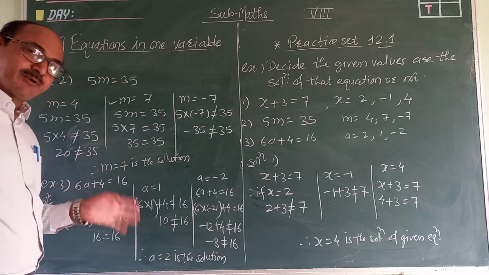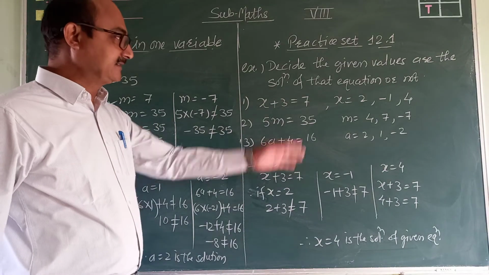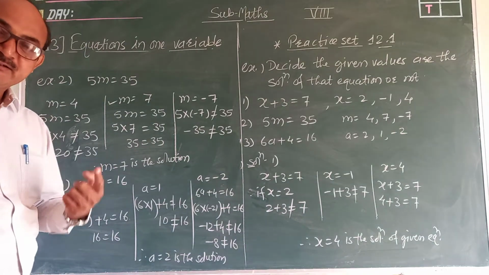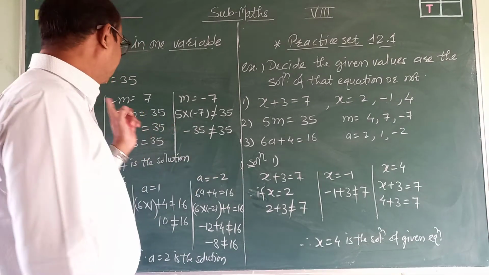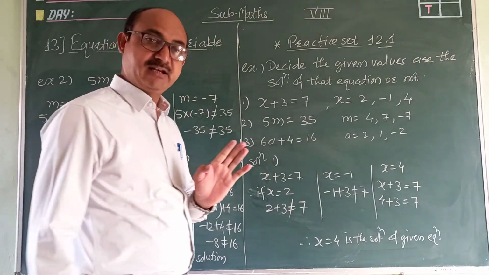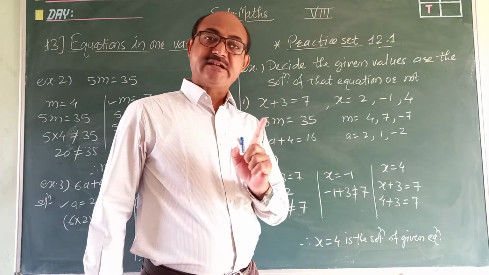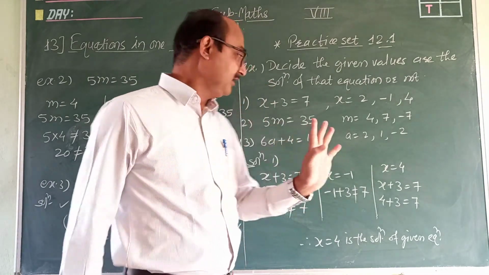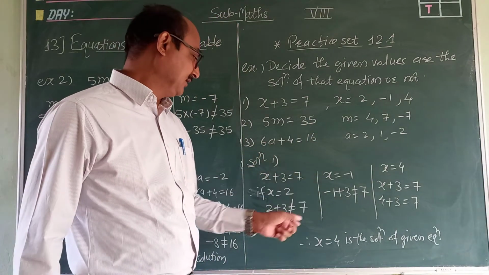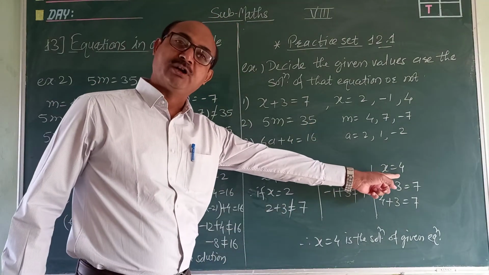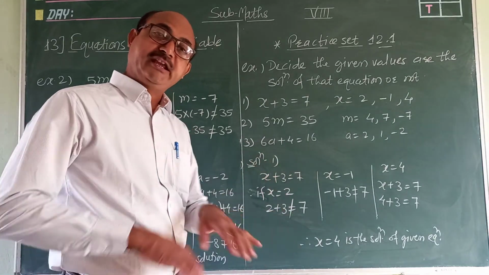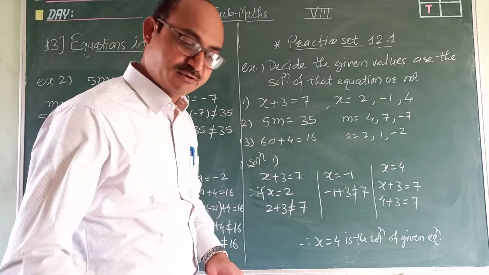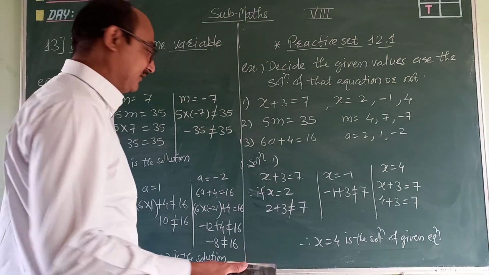What you studied from these examples: here three values were given, but we found only one. So we can say that an equation in one variable has only one solution, not more than one. For example, if x is equal to 4 is the solution, then if you put any value other than 4, it does not satisfy this equation. So there is only one solution for this equation.